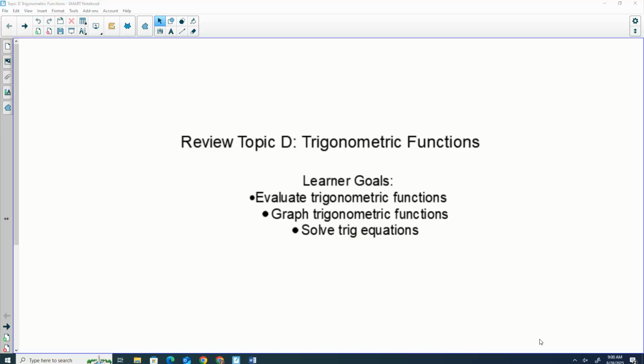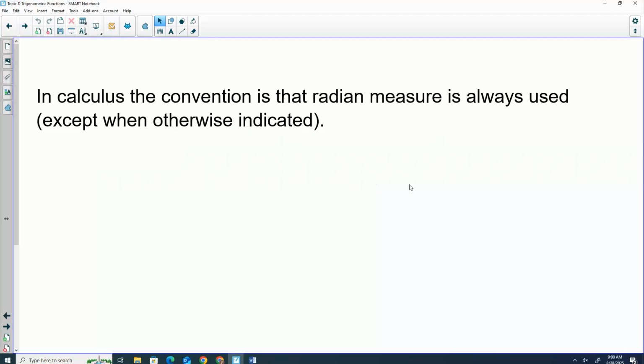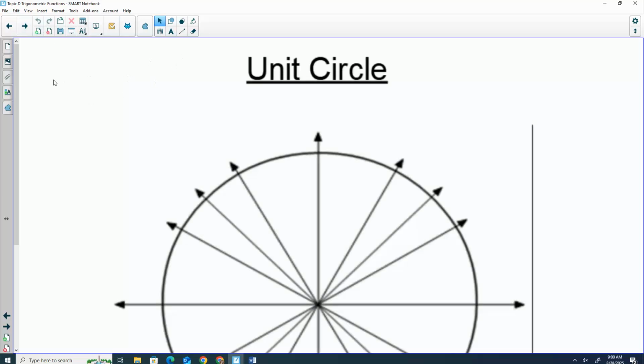The big thing in calc, in order for all of our calc rules to work, you always have to be in radians, not degrees. So we will assume, unless the problem specifically says you are in degree measures, that we are in radian measure. All the different techniques we use require radians. So let's start with our unit circle.